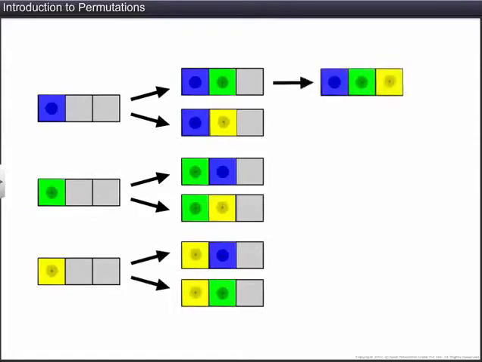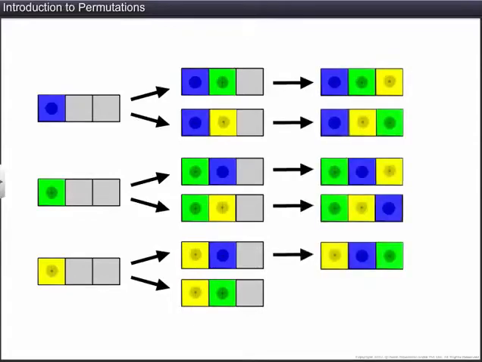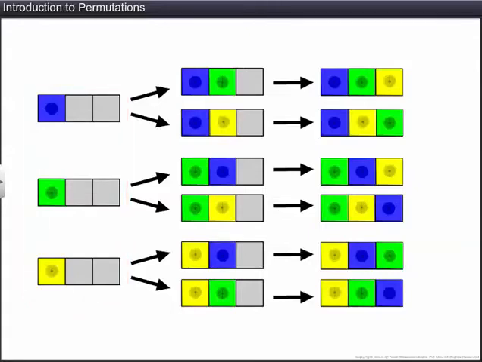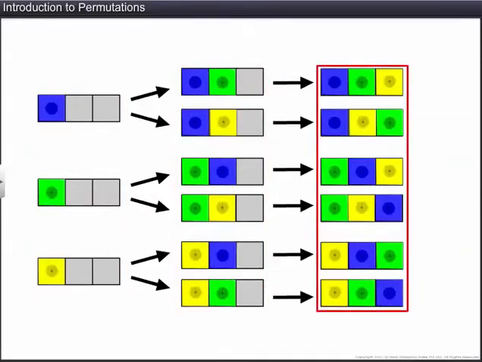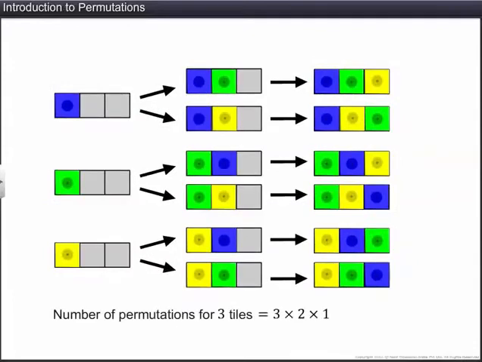Likewise, for the last tile, we had only 1 tile. On generalizing, we have 3 tiles for the first position, 2 for the second, and only 1 tile for the last position. Thus, we have the total number of permutations as 3 into 2 into 1.